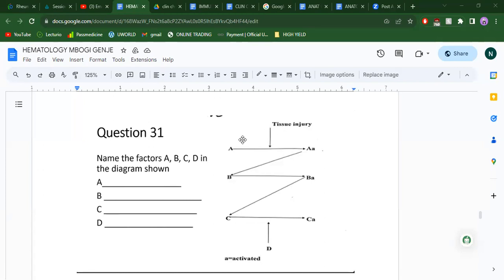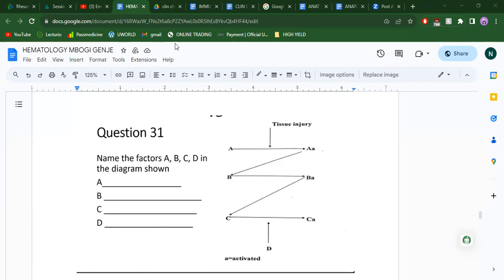So A. What starts the extrinsic pathway? A is factor VII. Remember, when writing these factors, you write in Roman numerals, so don't write normal numbers. Factor VII activates, and then we go to the common pathway, which starts around here with factor X.